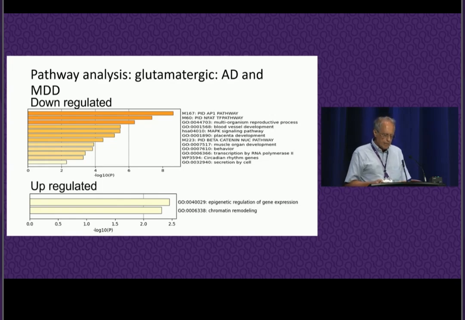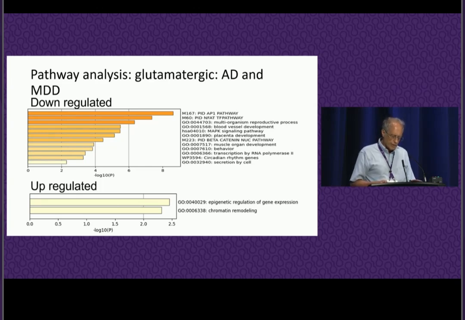This slide shows the Metascape pathway analysis for the DEG results for the glutamatergic neurons based on the AD cohort, comparing samples from individuals with and without MDD. The AP1, or activator protein 1, pathway is downregulated in individuals with MDD. Components of this pathway are transcription factors that regulate gene expression in response to stimuli, including stress and cytokines. There's an intersection of these pathways with the MAPK pathway.